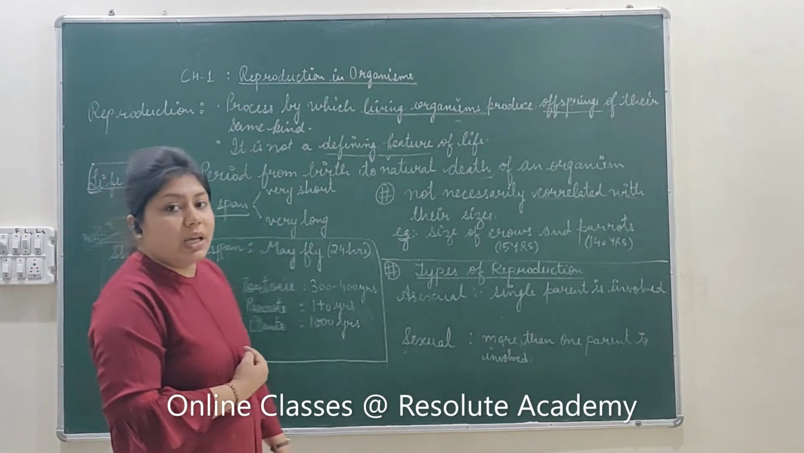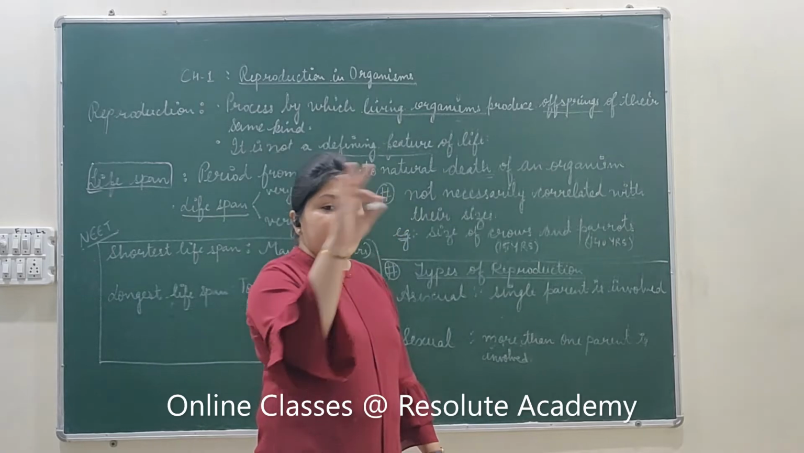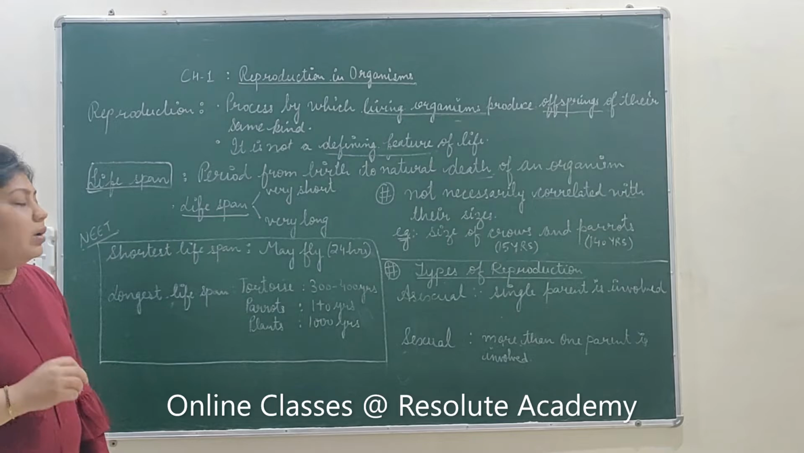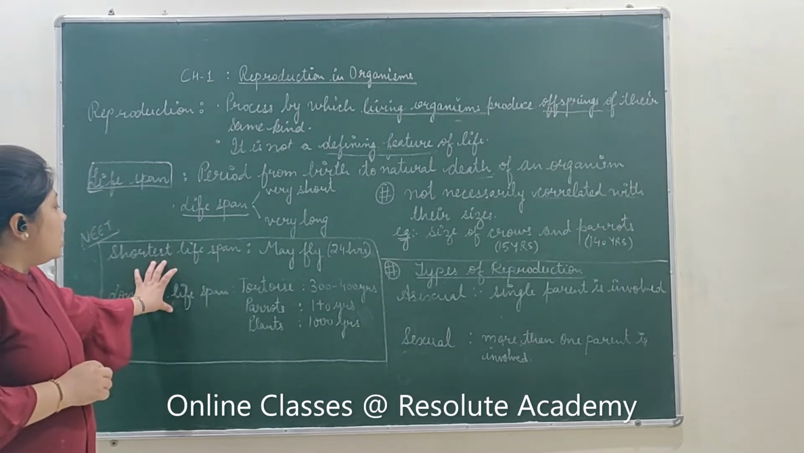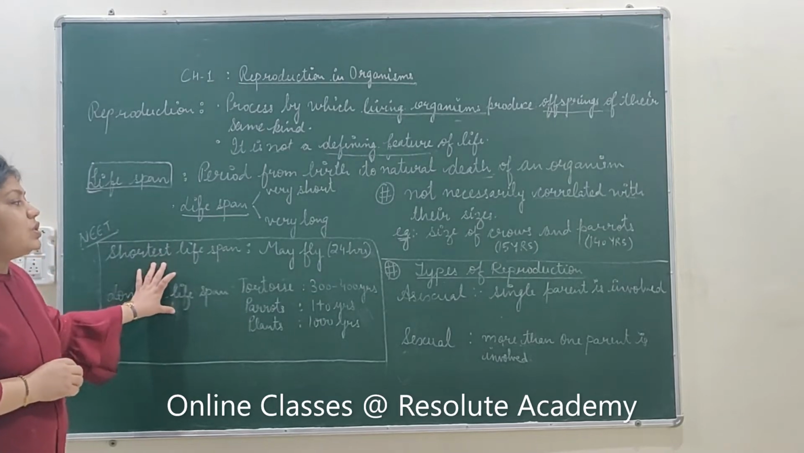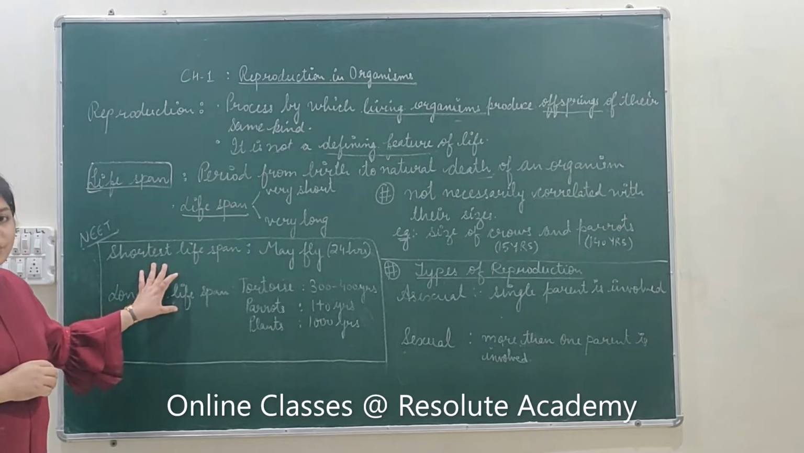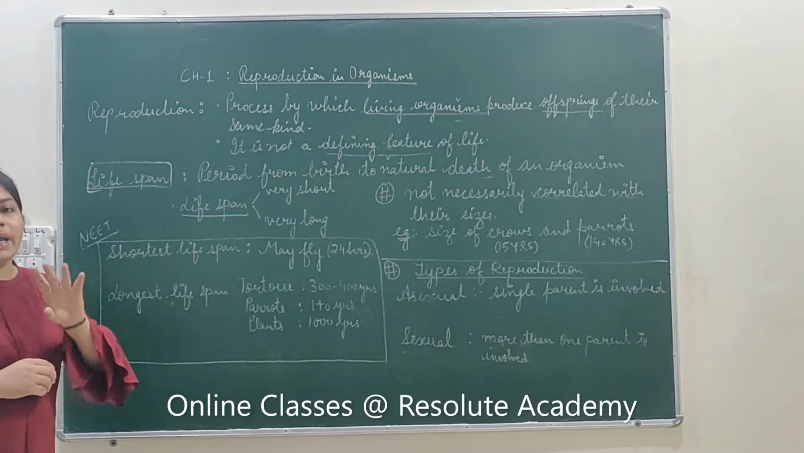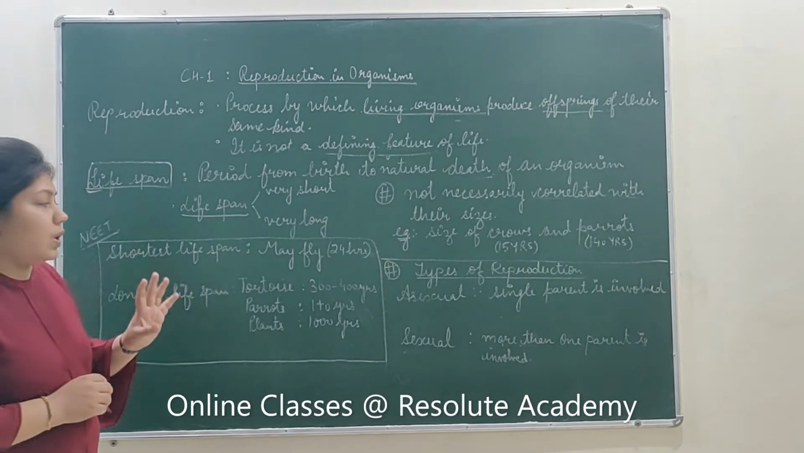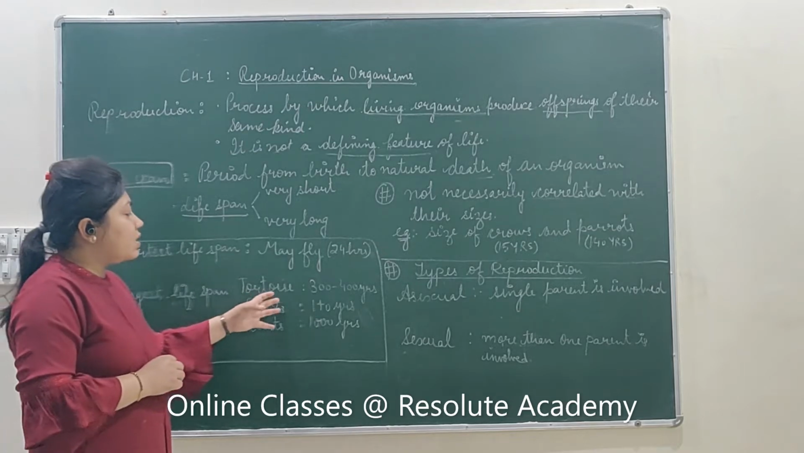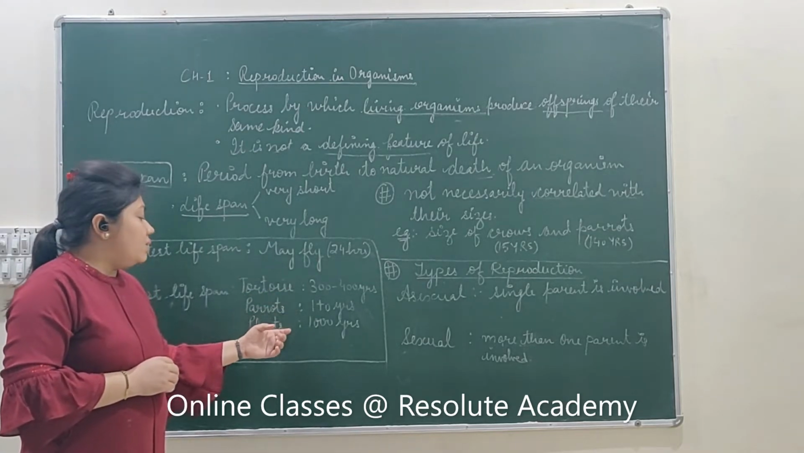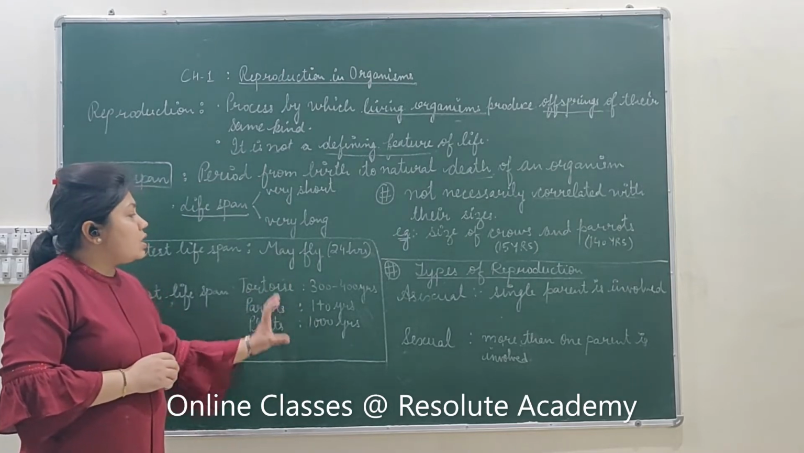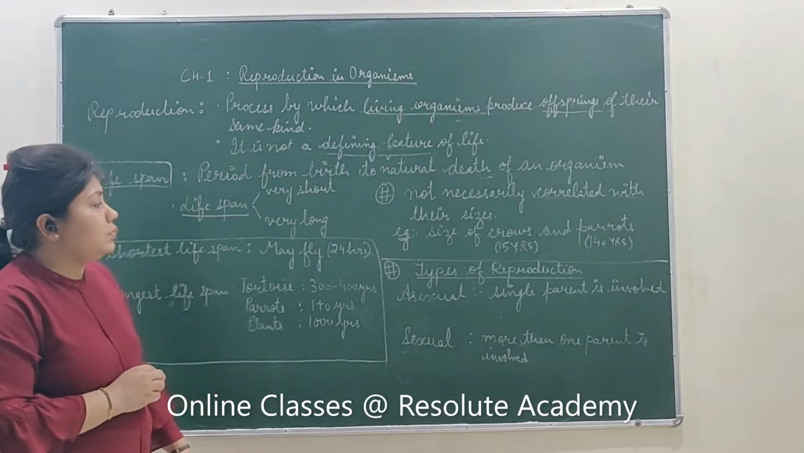In NCERT, on the first page, lifespans of organisms are given, and some blank spaces are given that you have to fill in, right? So this is data which is important from any point of view. The shortest lifespan is of the mayfly. It's a one-day insect, so it lives for only one day, 24 hours. And the longest lifespan is of tortoise, parrot, bats, eucalyptus, which live for 1000 years. So this is short data you have to memorize.